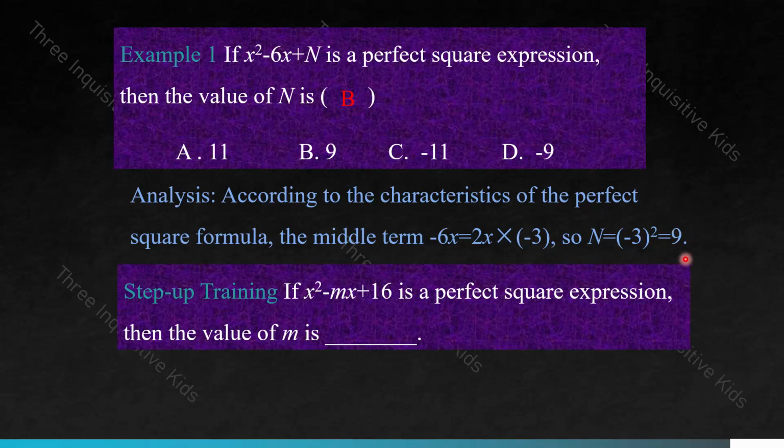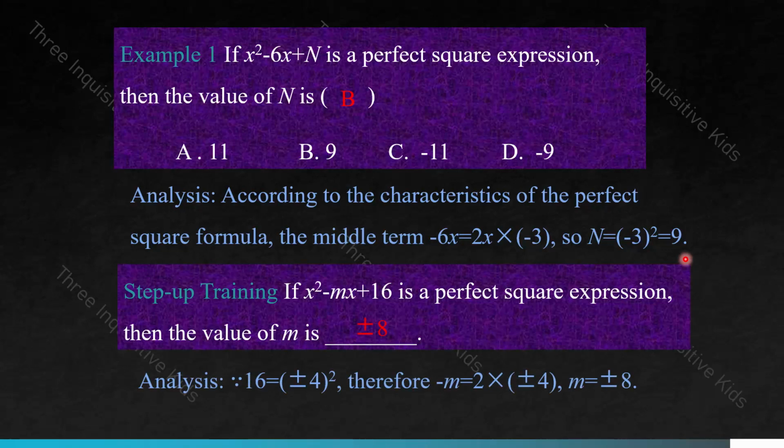Now for the step-up training. Their answer should have been positive or negative 8. Since 16 is the square of positive or negative 4, therefore -m is equal to 2 times positive or negative 4, so m itself is equal to positive or negative 8.